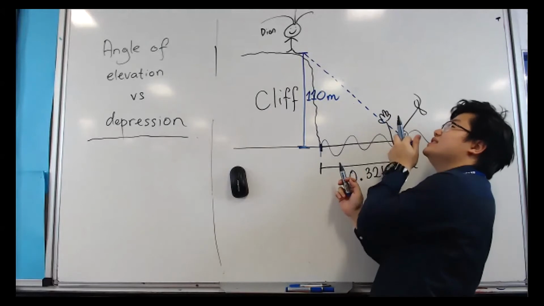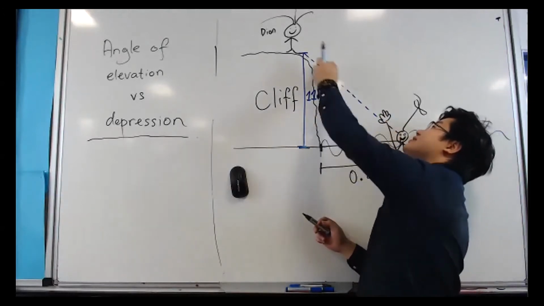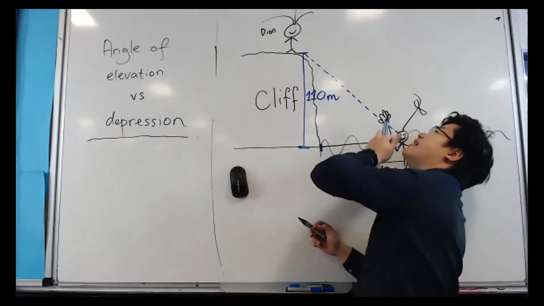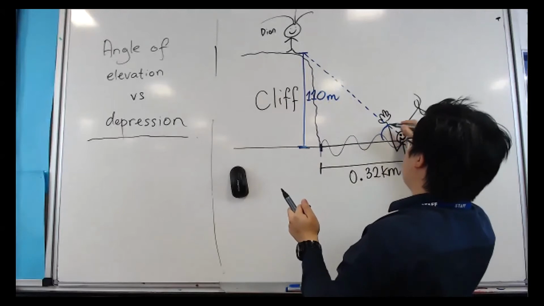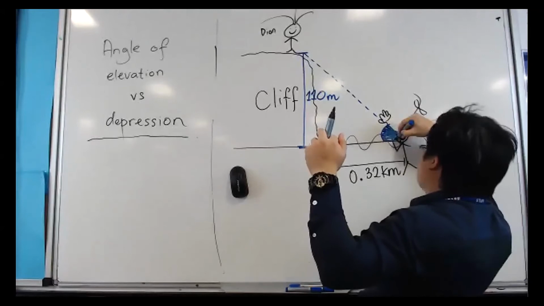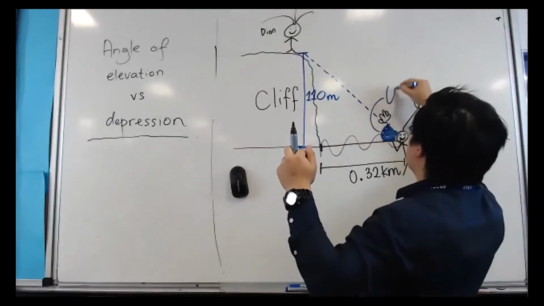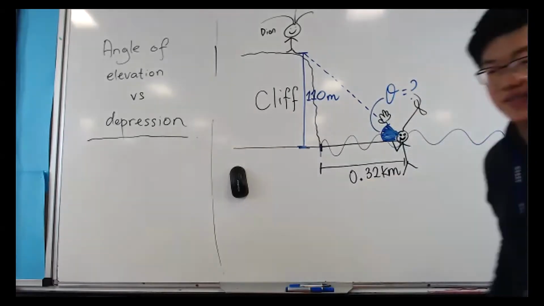So from Denise's eyes, Denise is looking at Dion from the ocean. Now what is the angle of elevation? So that means what's that angle right there? Okay, does it make sense?